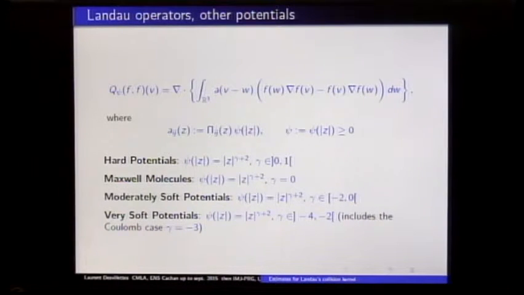Okay, so it is not surprising that we have better results when we look at hard potentials, that is gamma between 0 and 1, or Maxwell molecules, that is gamma equal to 0, than when gamma is negative, like in moderately soft potentials, that is between minus 2 and 0, and even worse when you have very soft potentials, which means that gamma is between minus 4 and minus 2, and especially in the case of the Coulomb interaction, which is an interesting case in which you have minus 3. Okay, so all of this to tell you that a lot of results exist for the models which are not physical, and of course it's much more difficult to get to the really physically interesting model.